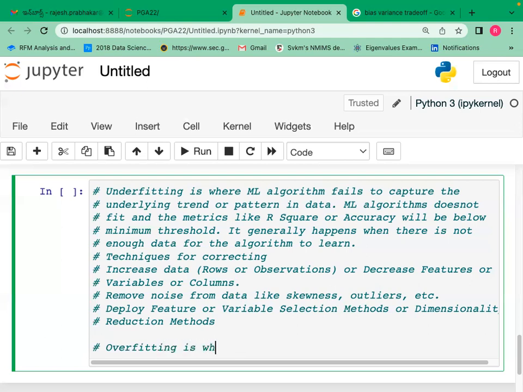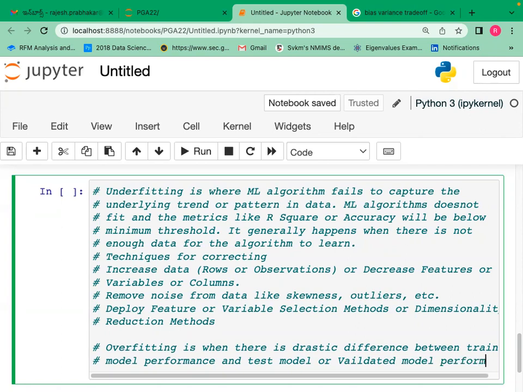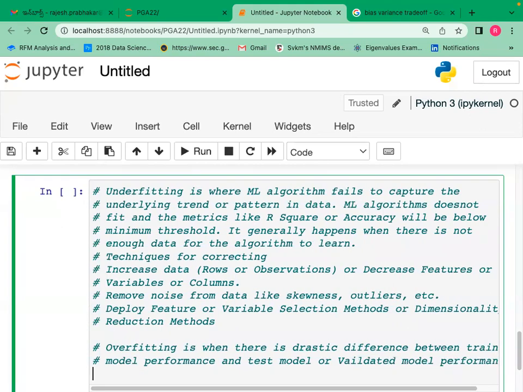Overfitting is when there is a drastic difference between train model performance and test or validated model performance. Huge difference between train model performance and test or validated model performance.